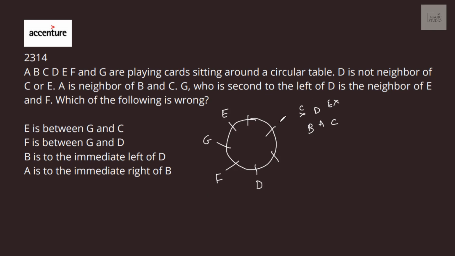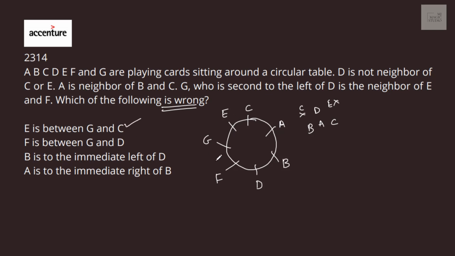Now BAC, A would be here. Here we can have B or C, and here we can have B or C. But D is not with C. That means here is B and this place should be C. So now we are confirmed with the sitting arrangement. G, who is second to the left of D, is the neighbor of E and F. Done. Which of the following is wrong? E is between G and C. E is between G and C is correct.